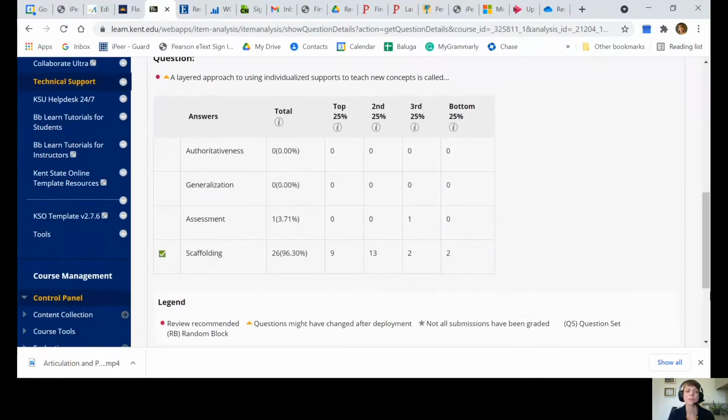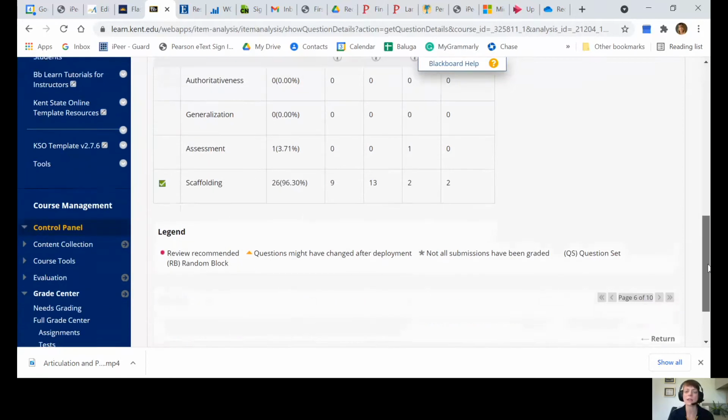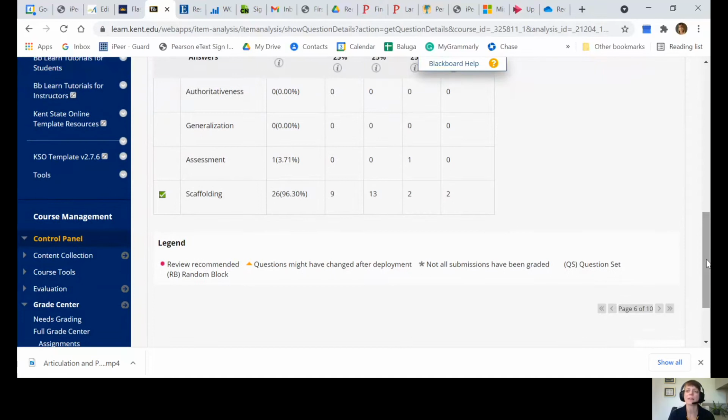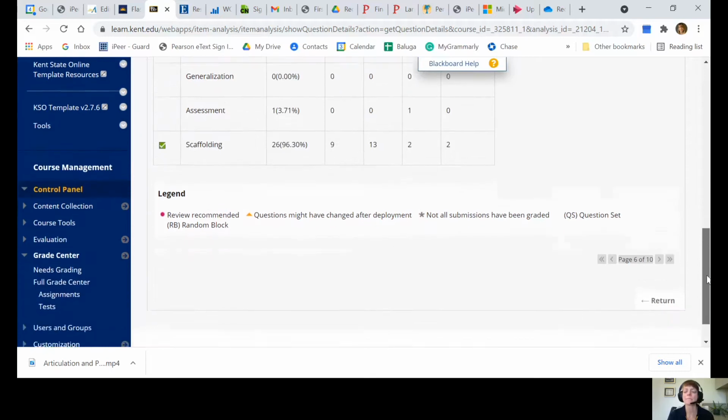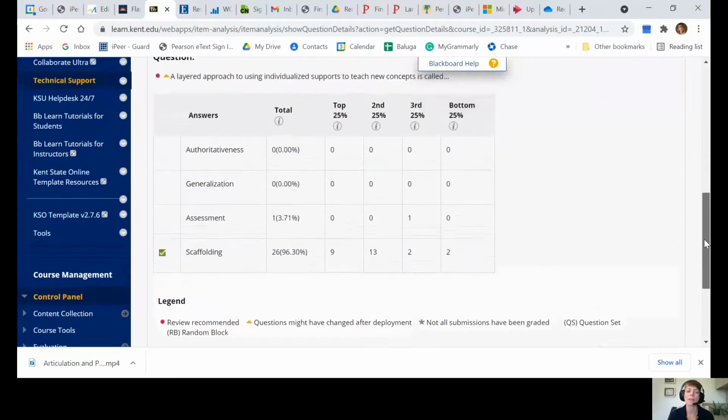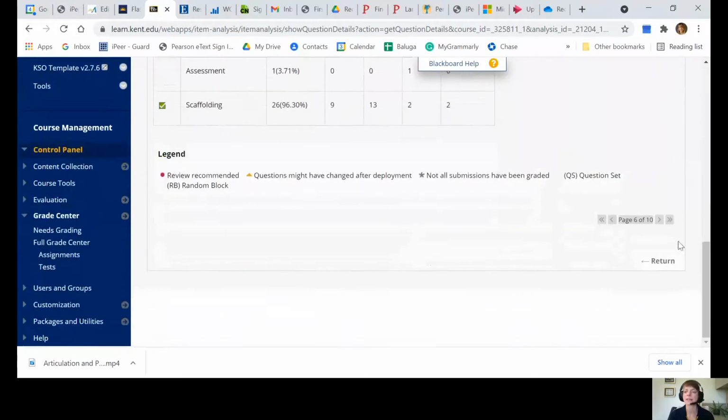A layered approach to using individualized supports to teach new concepts is called scaffolding. Okay, so we can provide sort of hints. We can do things like recast, where we essentially model the correct language or the target language that we're looking for. We can provide basically the amount of help that they need depending on where they are, where their mastery is.